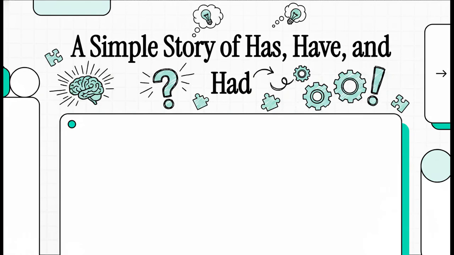Has, have, and had. You know, they're three little words that can cause some pretty big headaches in English. But what if I told you there's a really simple story behind them? Well, today, we're going to figure out that story and finally solve this common grammar puzzle once and for all. So let's get right into it.